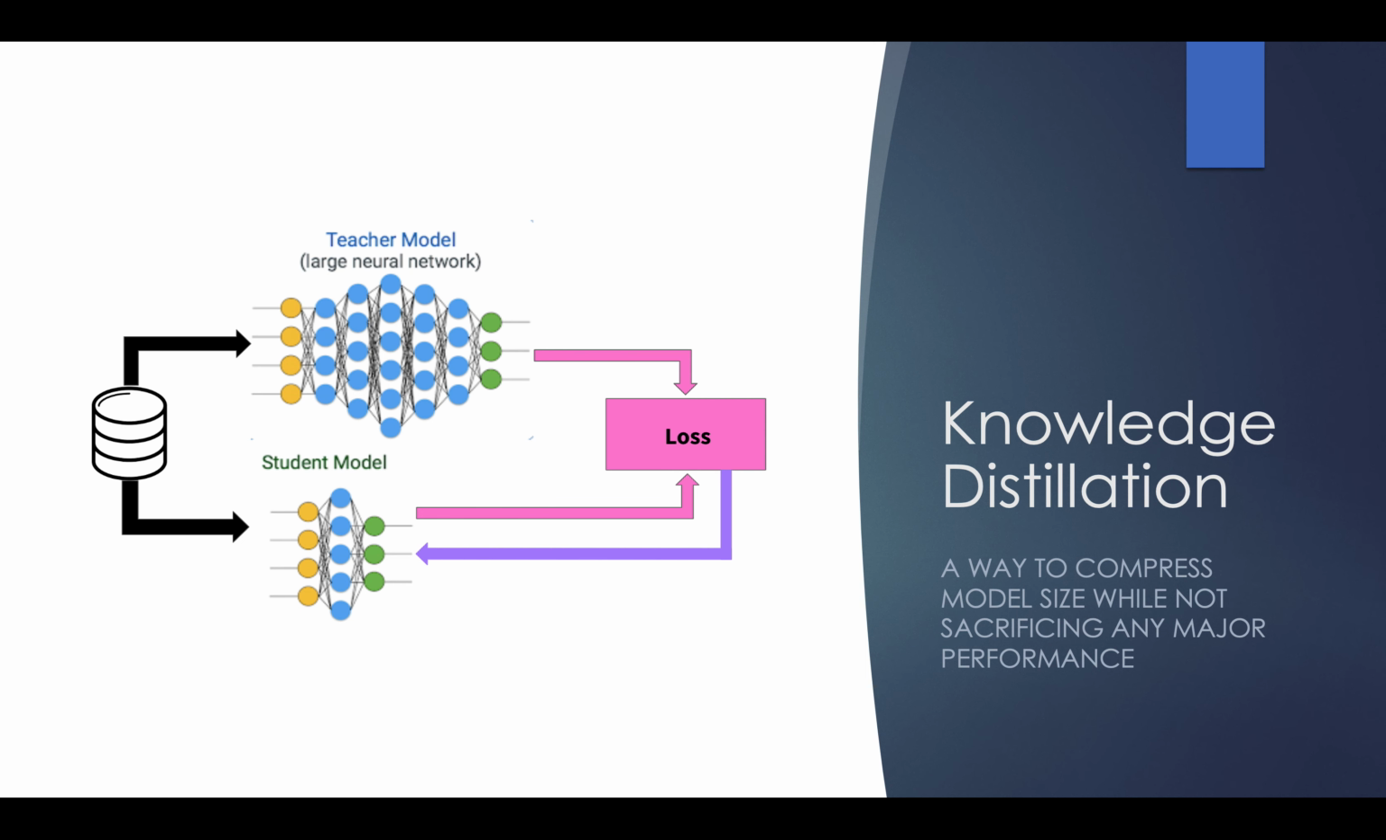So this breaks down that process again with the teacher and student model, but it talks about a different topic called knowledge distillation. Knowledge distillation is essentially a way for us to compress a model size while not sacrificing any major performance. So it's really nice.